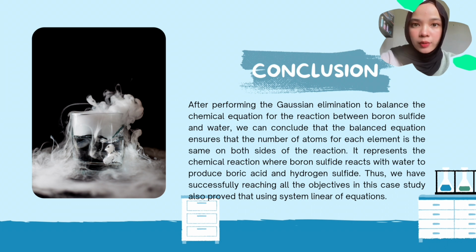Conclusion: after performing the Gaussian elimination to balance the chemical equation for the reaction between boron sulfide and water, we can conclude that the balanced equation ensures that the number of atoms for each element is the same on both sides of the reaction. It represents the chemical reaction where boron sulfide reacts with water to produce boric acid and hydrogen sulfide. Thus, we have successfully reached all the objectives in this case study, and also proved the use of systems of linear equations.